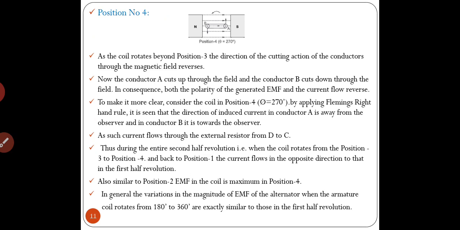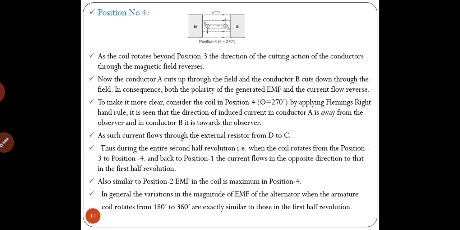To make it clearer, consider the coil in position 4, phi equal to 270 degrees. By applying Fleming's right hand rule, it is seen that the direction of induced current in conductor A is away from the observer and in conductor B it is towards the observer. As such, current flows through the external resistor from D to C. Thus, during the entire second half revolution, when the coil rotates from position 3 to 4 and back to position 1, the current flows in the opposite direction to that of the first half revolution.